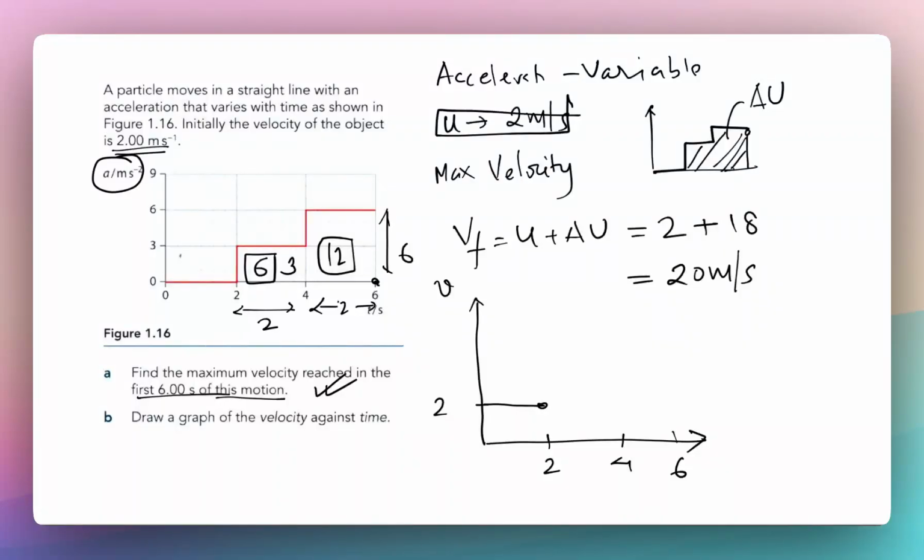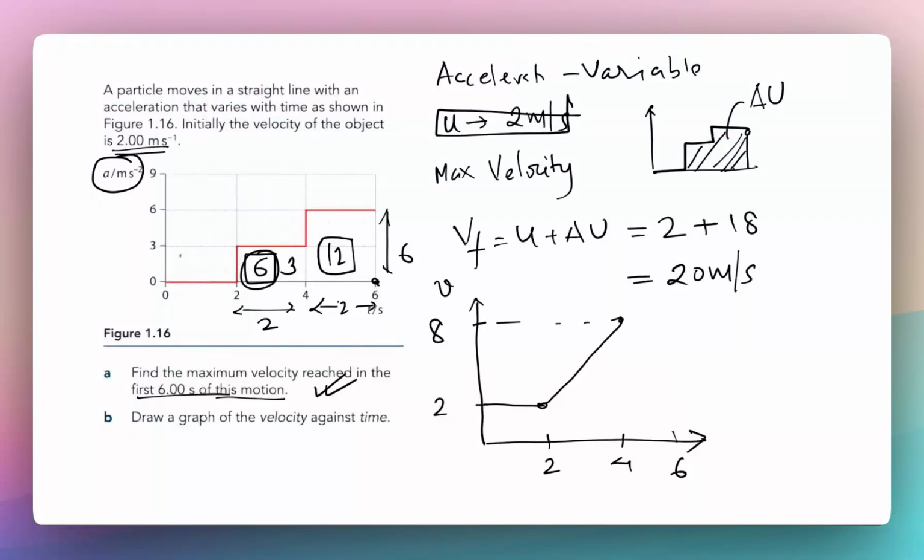From 2 to 4, there's an acceleration. So the velocity is going to change from initial 2 by 6, which means 8, right? So we can go all the way up to here, and up to 4 it is going to be 8. And because it's a constant acceleration, this will be an inclined line like that. And this value is going to be 8 meter per second.